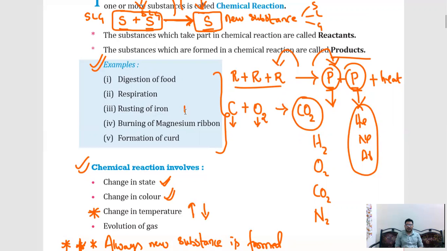Rusting of iron. If you take iron and keep it outside, when that iron is exposed to sunlight, water, and some gases, a reddish brown layer is automatically formed, known as rust. So this is a chemical change.